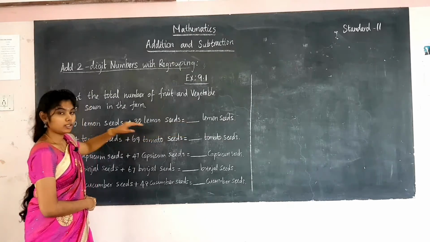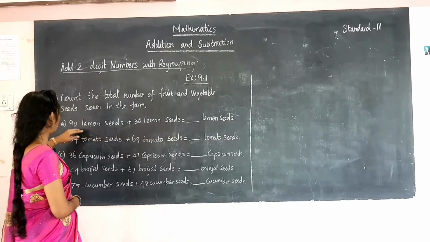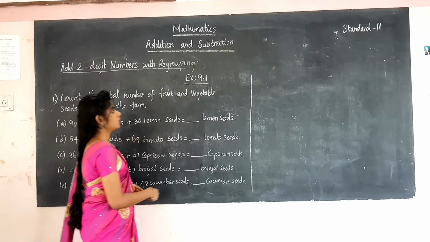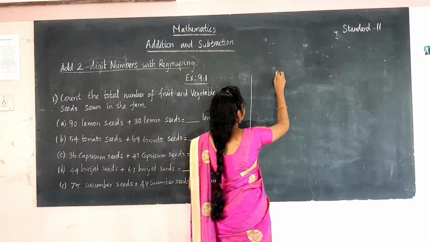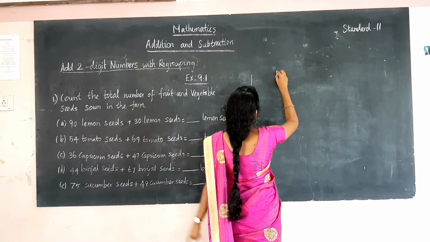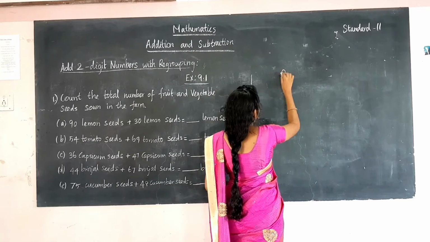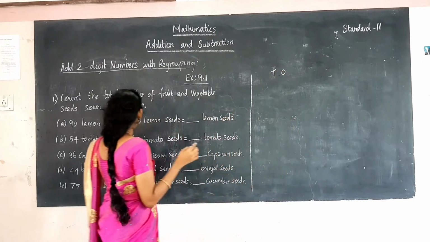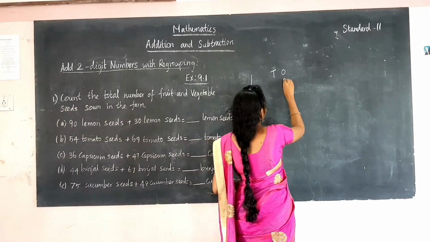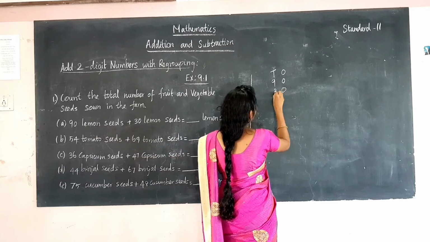So we are going to find the answer. Here we are going to find the total number of seeds. Total number of seeds means we have to add the numbers. This 90 plus 30, we are going to add the numbers. So how to add the 2-digit numbers? You have to first write the places up to tens, ones and tens, because it is a 2-digit number. So now write the numbers 90 and 30 in the places. 90, 0 in the ones, 9 in the tens, and here 30, 0 in ones, 3 in tens.